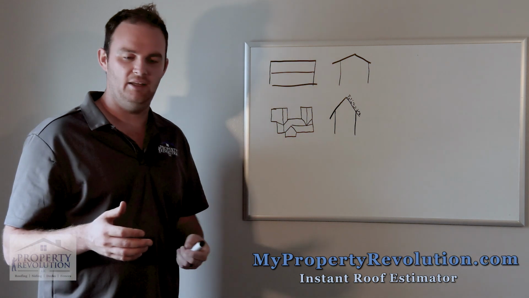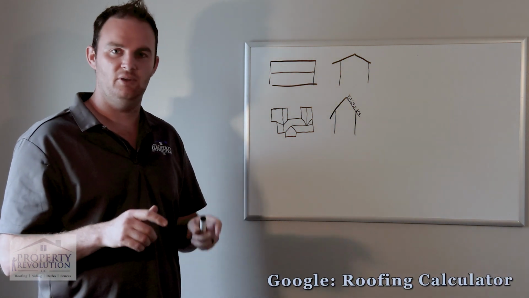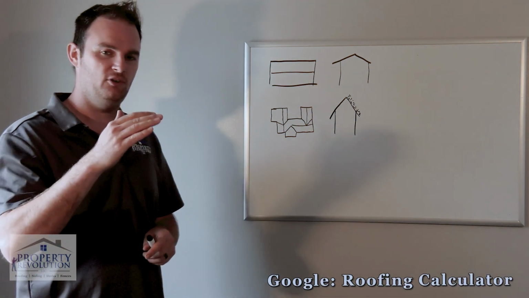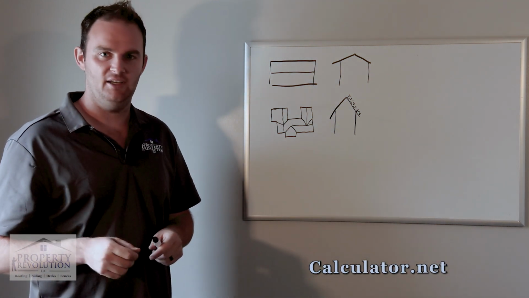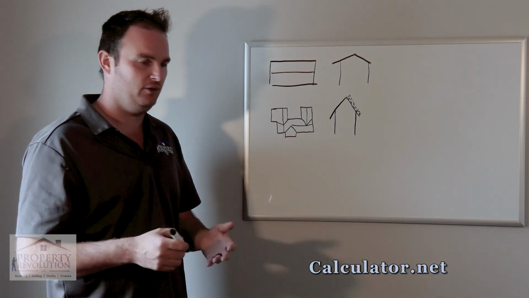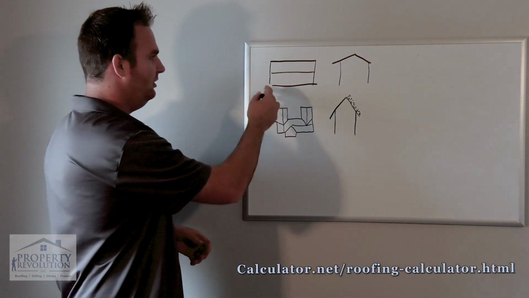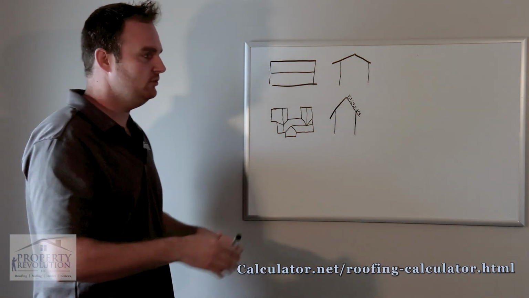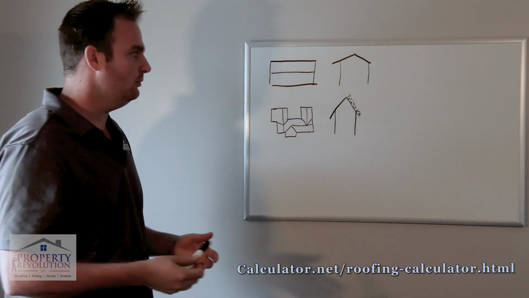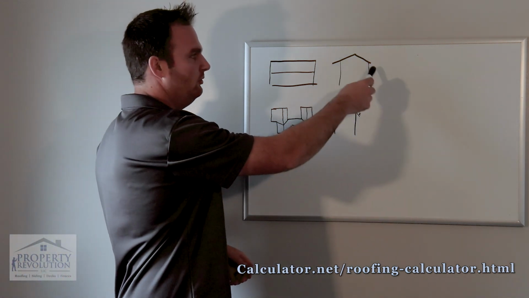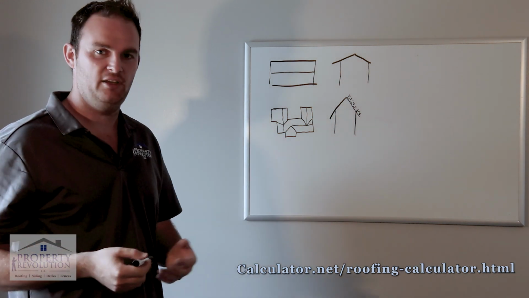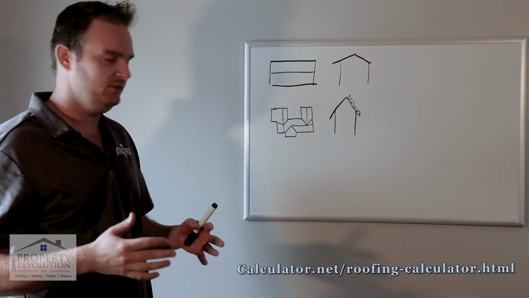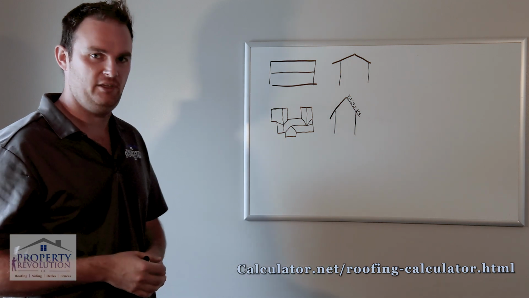One little tool that I like is if you go to Google, type in roofing calculator, one of the first hits will be calculator.net. If you go to that website, there will be a chart that will help you convert the square footage of the base of your house to the square footage of the roof. So when we're installing your roof, we're ordering materials based on the surface area. And so to get a budget together, it's a good idea to figure out what the square footage of the roof is going to be.